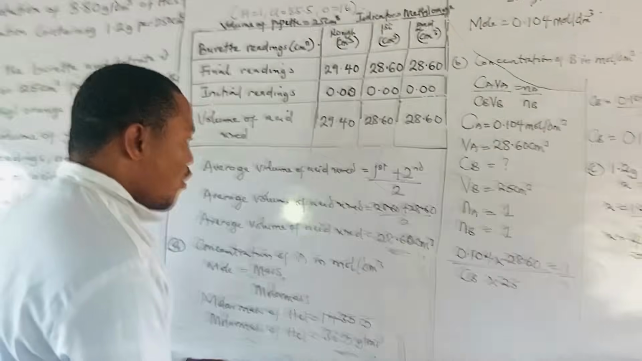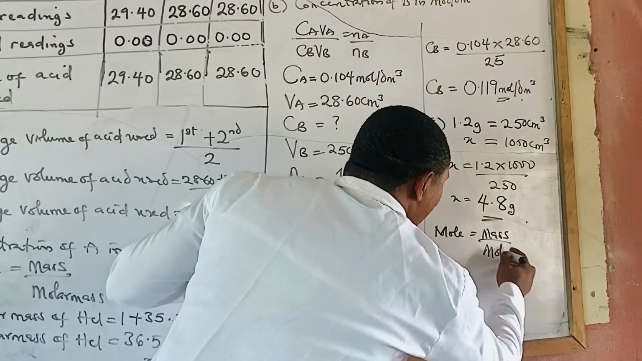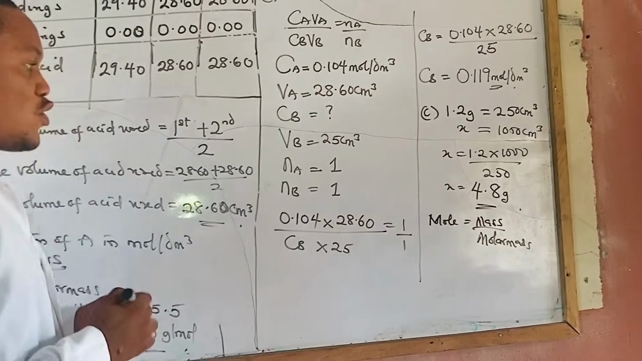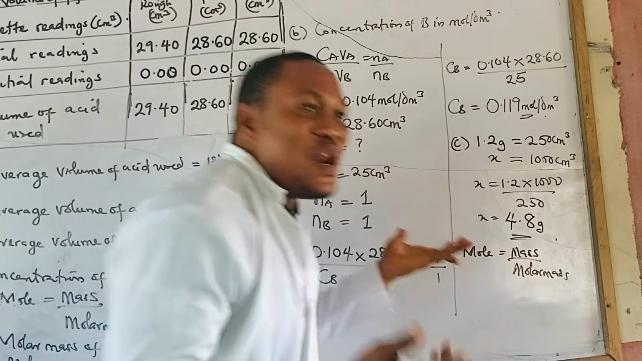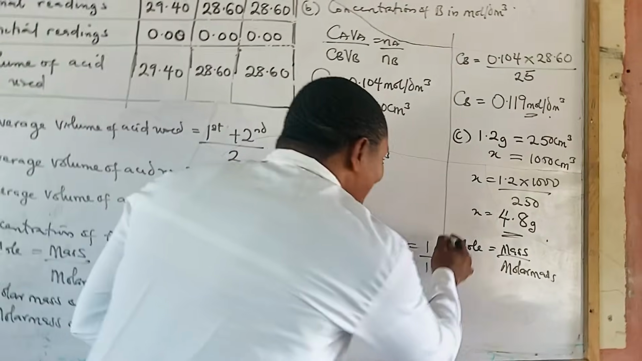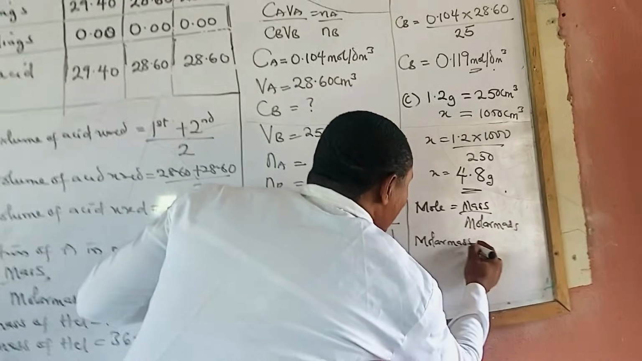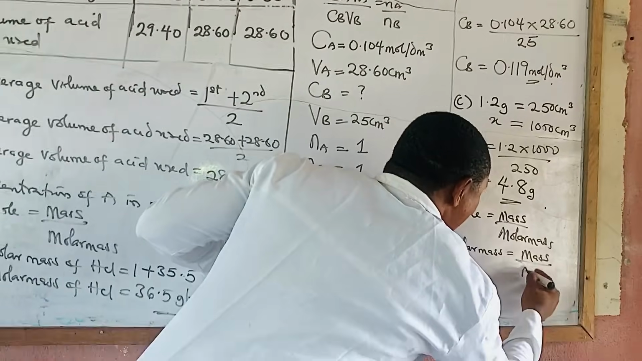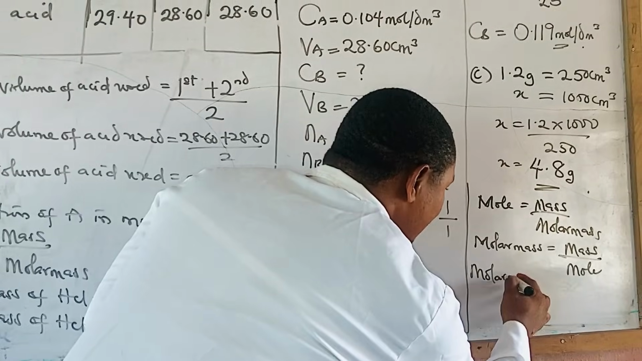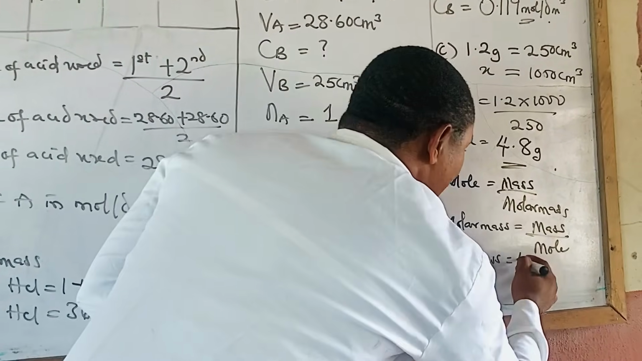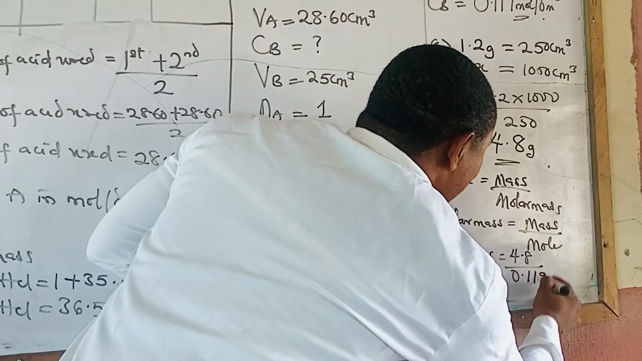Now I want to use mole is equal to mass over molar mass. I hope you are following. So now I have the mass. Can you see? I have the mole. I can get the molar mass. Please pay attention to this so that you can get that. So our molar mass becomes mass over mole. What is the mass now? 4.8 over, what is the mole? 0.119. Can you see that?